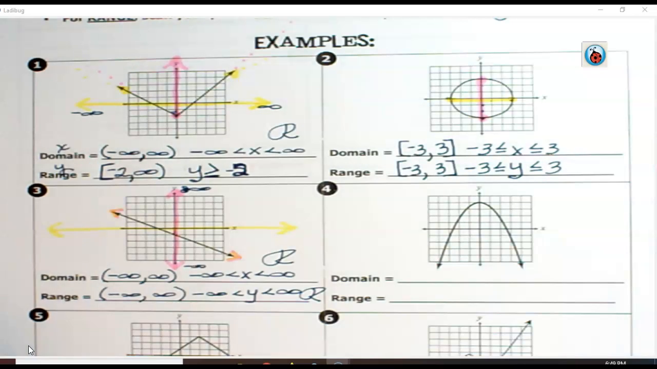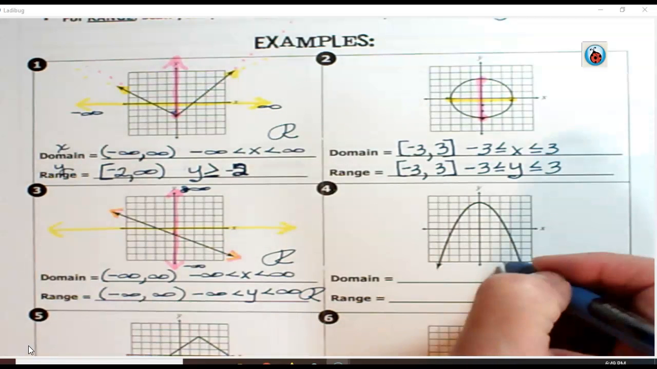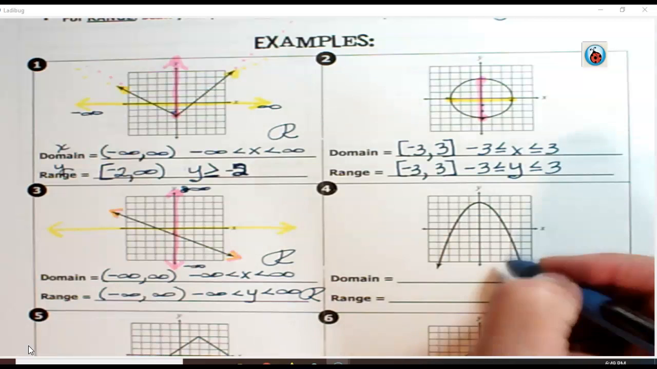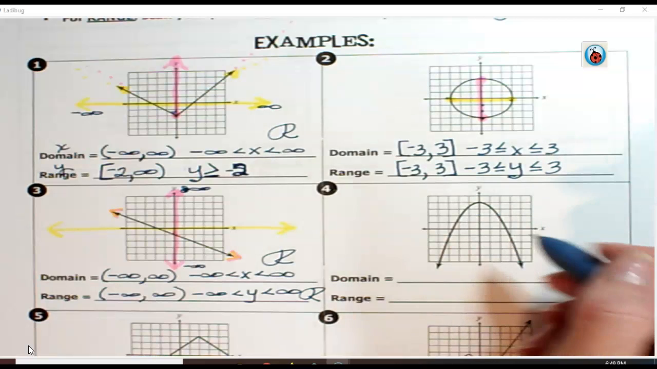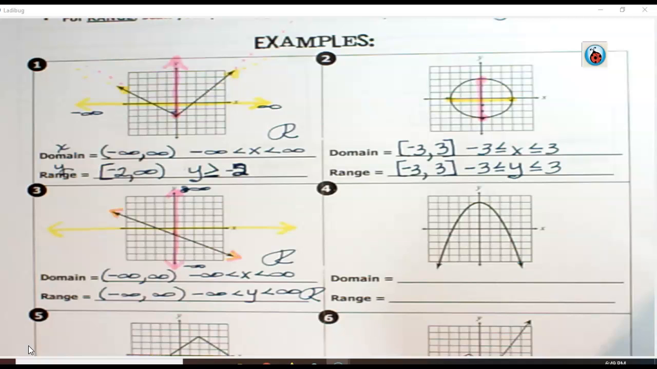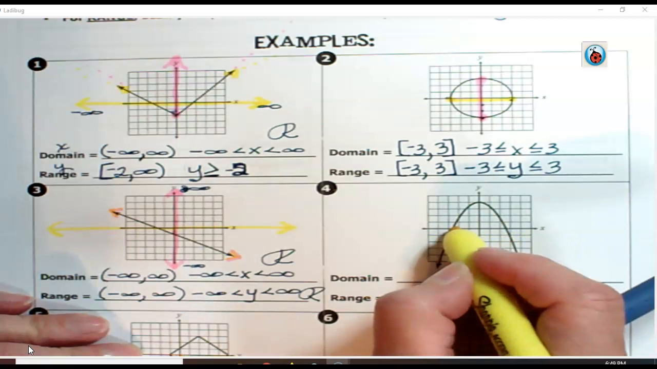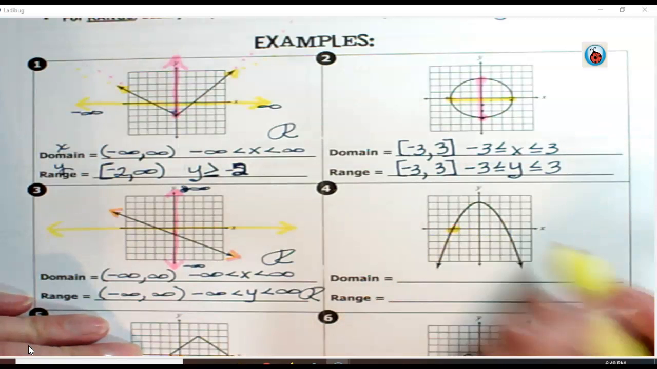Okay, number 4, if you remember, this is a figure that we used in Algebra 1. It's actually a quadratic. It's a parabola. It's upside down. It's an upside down parabola. Okay, so let's take a look at the domain. Remember, the domain goes on the x-axis. That's where you want to look. So you see it's right here and it's right here.